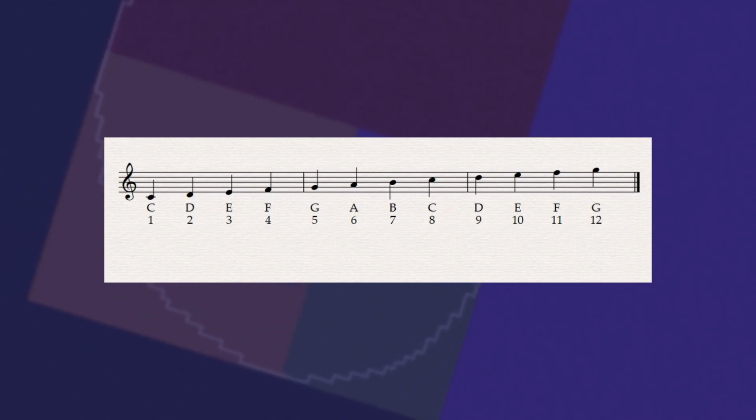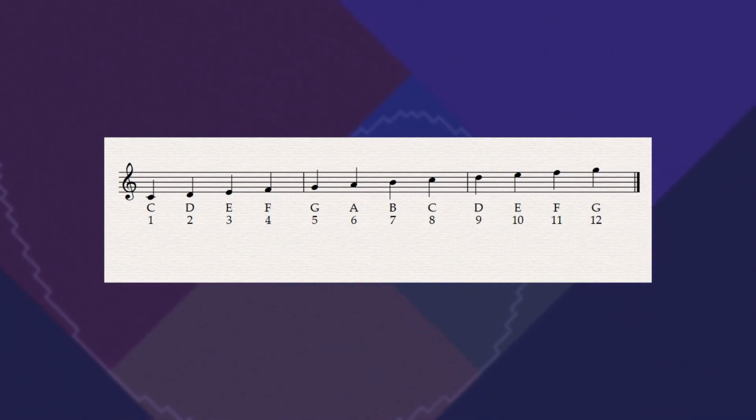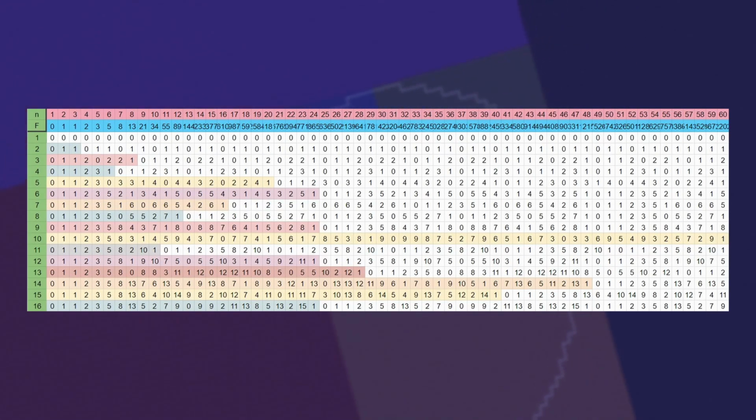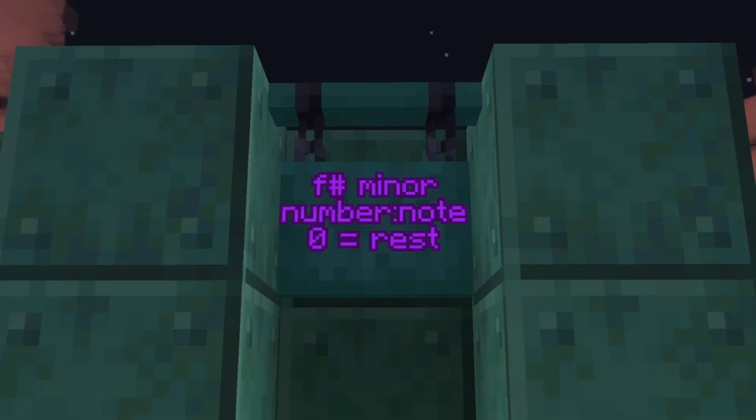Like I said before, only going up is uninteresting in music. That's why we used modular arithmetic to derive new sequences from the Fibonacci sequence that are more suitable for making music with. Here's the framework that we're going to use to turn our sequences of numbers into music. We're using the F sharp minor scale because F sharp is the lowest note that you can tune a note block to, so it gives us the greatest range to work with. The number in the sequence dictates which note to play, and 0 indicates a rest or a silent beat.